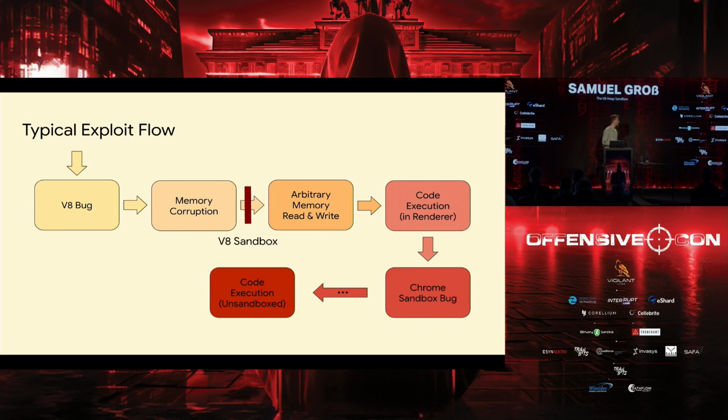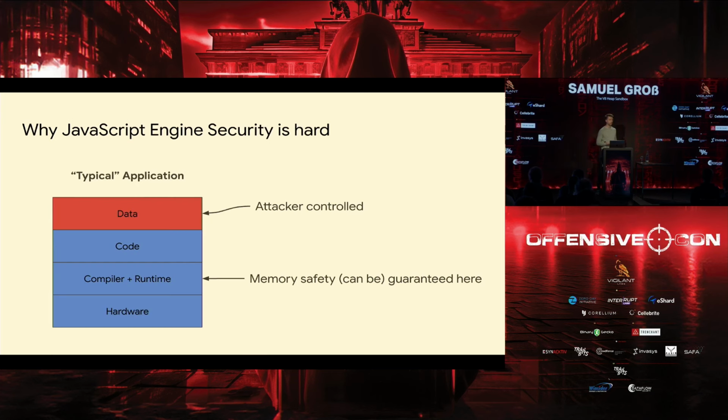Now, today what we're going to talk about is the V8 sandbox, and it comes into play in this part. What it tries to break is this step from going from memory corruption to arbitrary memory read-write. That's what it's designed to do. Now, you might be wondering, why can't we fix stuff earlier? Can we not just prevent bugs? So let me talk briefly about that.